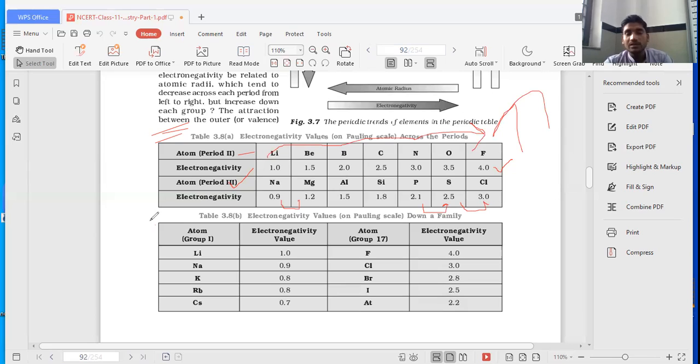And now we have to observe the electronegativity down the group. This is your first group: lithium, sodium, potassium, rubidium, cesium. You can see there is a continuous decrease in the electronegativity values, right? So down the group electronegativity decreases. The same is the case with the seventh group. Seventh group is your halogens: 4, 3, 2.8, 2.5, and 2.2, right? For fluorine, chlorine, bromine, iodine, and astatine, respectively. This is all about the electronegativity, what we have to know.